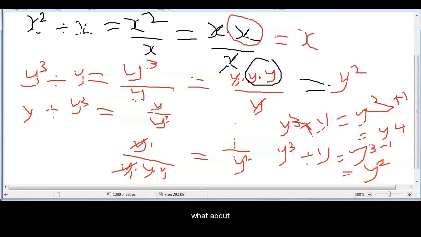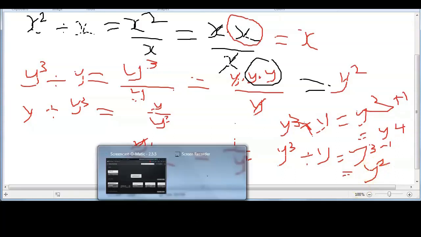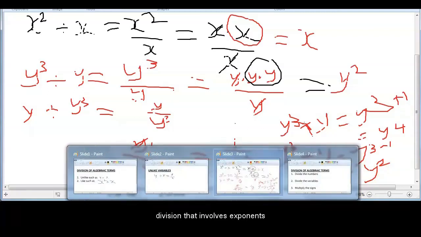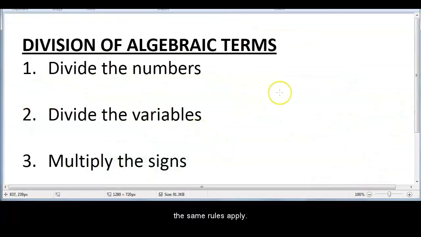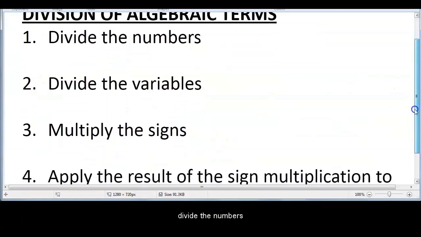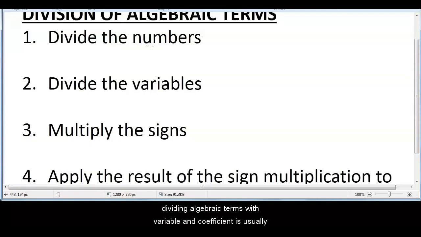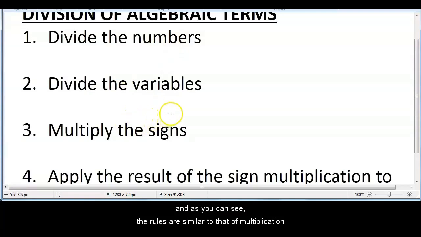Okay, what about division that involves coefficients and exponents? The same rules apply. Divide the numbers, this time not multiply the numbers, divide the numbers. Then divide the variables, and multiply the signs. Dividing algebraic terms with variables and coefficients is usually done in conformity with these rules. And as you can see, the rules are similar to those of multiplication.